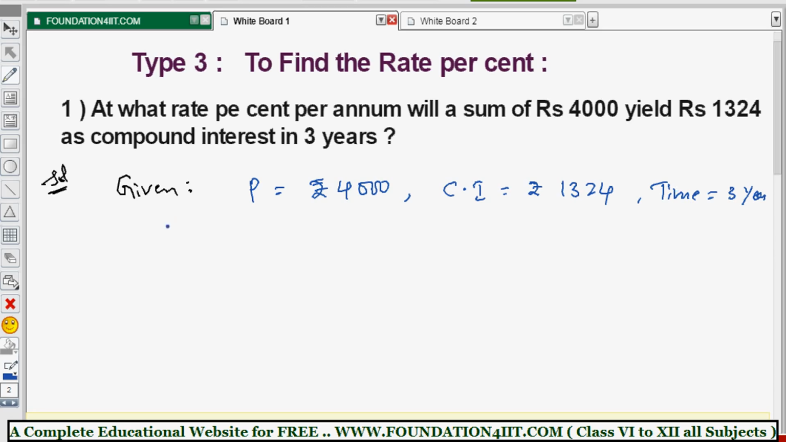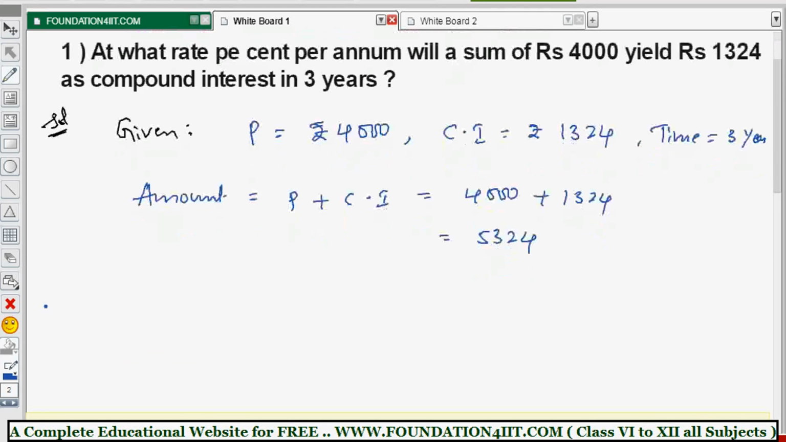So amount in 3 years, and the amount is not given. So we can find out the amount first. Amount is actually principal plus the compound interest, the total compound interest for 3 years. P plus compound interest, that is 4,000 plus 1324, so it is 5,324. This is the amount. So the amount is not given, but we found it using the principal plus compound interest. Okay, now we will take the amount formula.